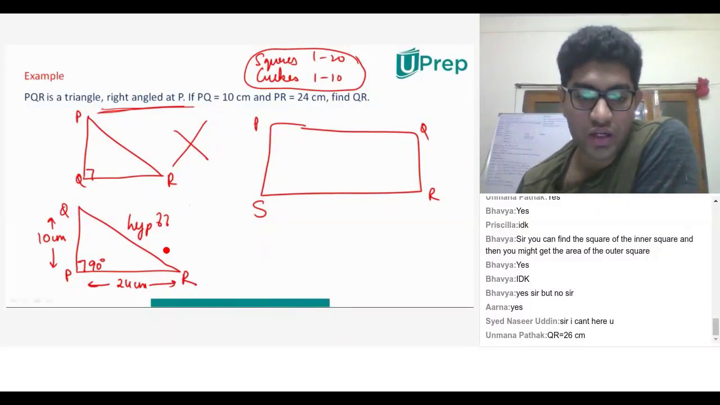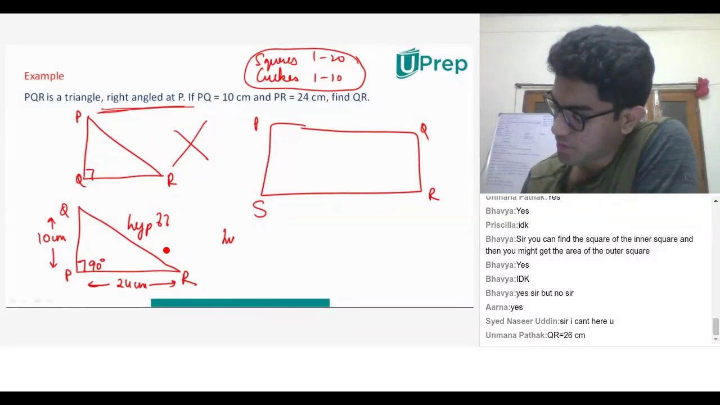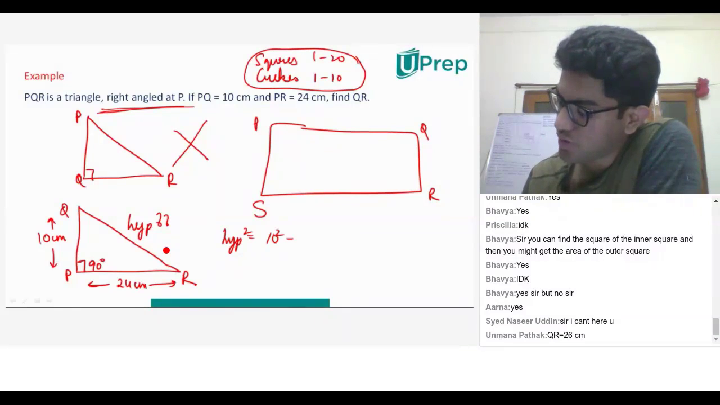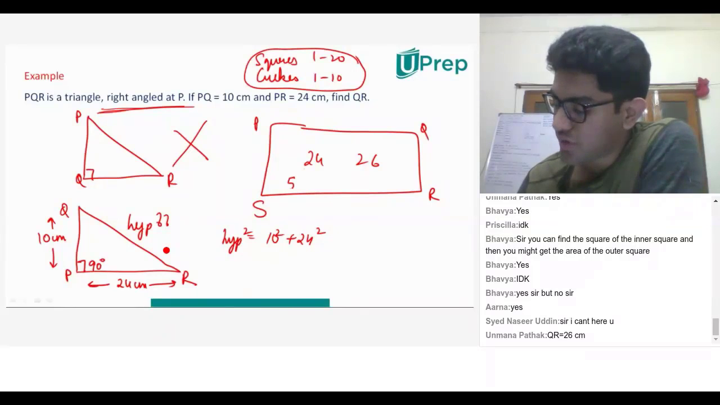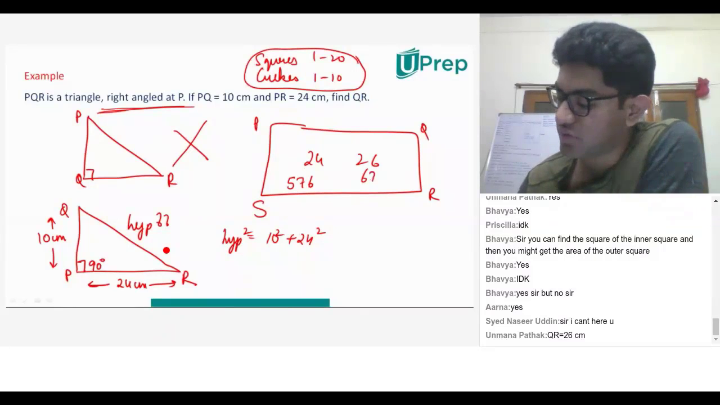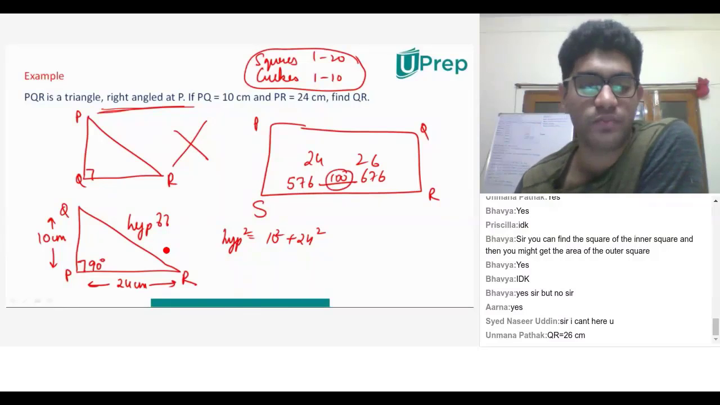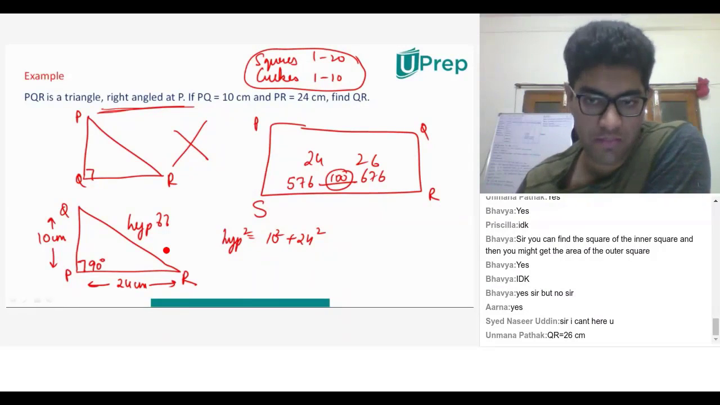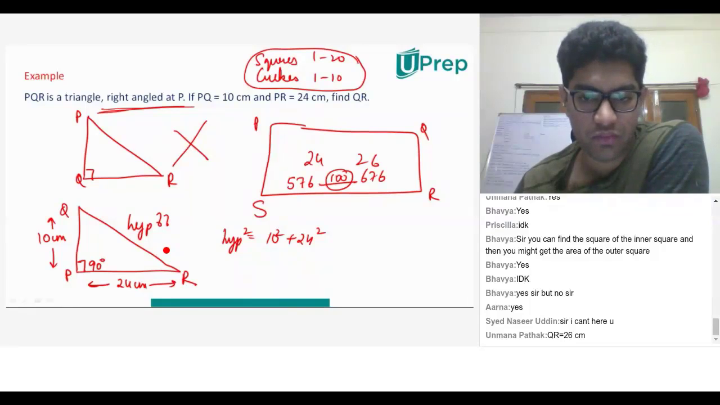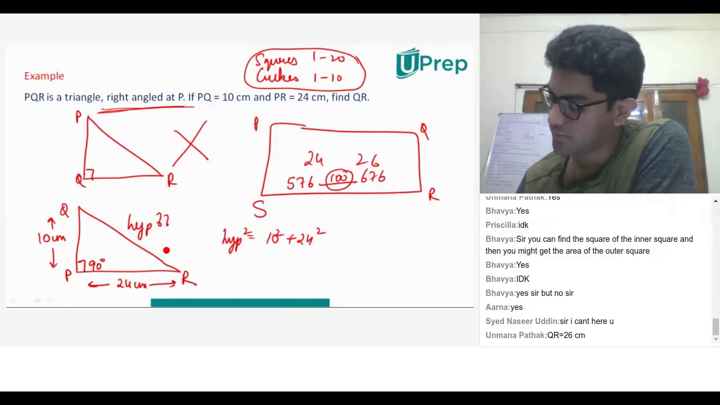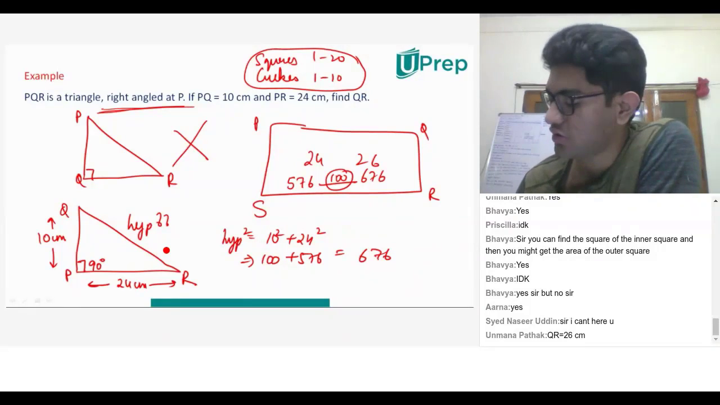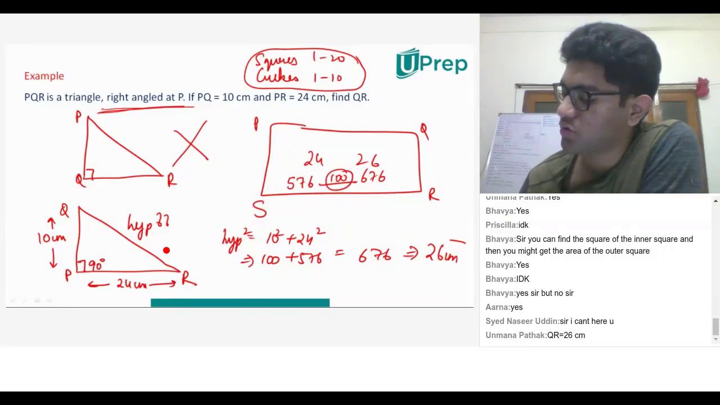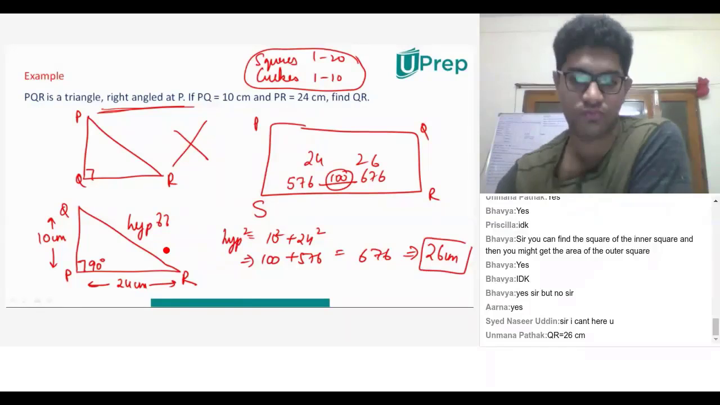What is hypotenuse square? Sum of squares of other two sides. Hypotenuse square is 10 square plus 24 square. Guys, 24 and 26 are somewhat easy to remember. Why? 24 square is 576, 26 square is 676. The difference between the two is exactly 100. So 100 plus 576 is 676. What is the square root of 676? 26 centimeters. Simple. What was so difficult about this?